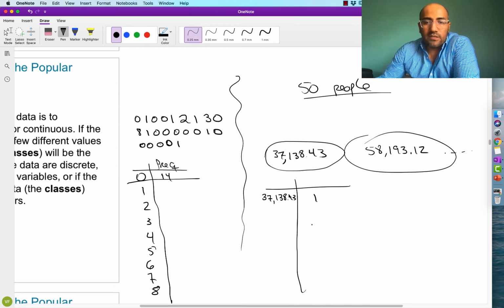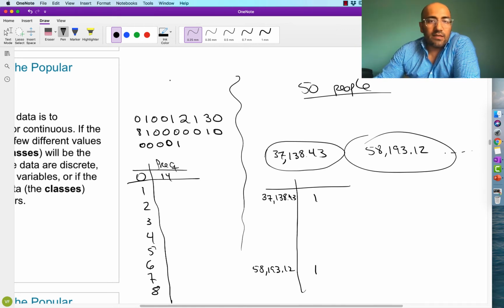$37,138.43, one person said that. And $58,193.12, one person said that. Like, it's likely I'm going to have 50 different numbers here, and they're all going to say 1 over here, and that's not really going to be very useful, right? So that's when we start to come up with little classes.